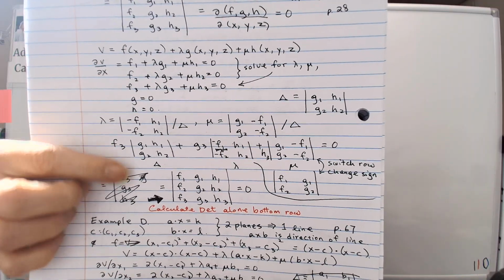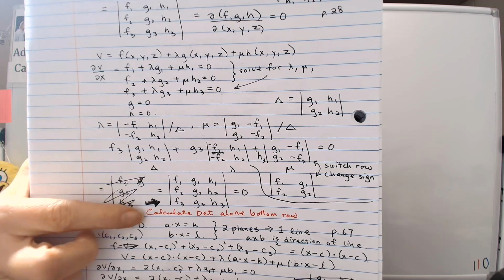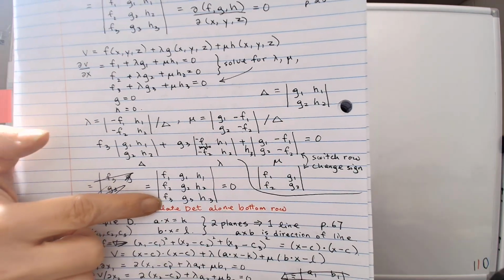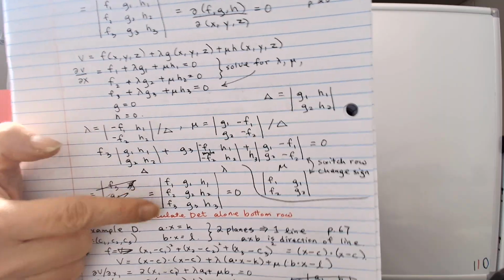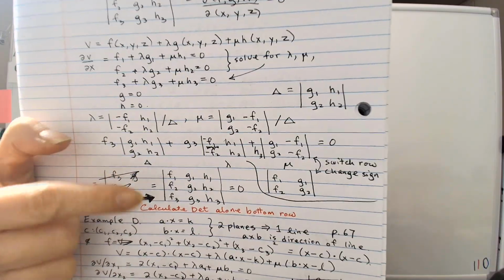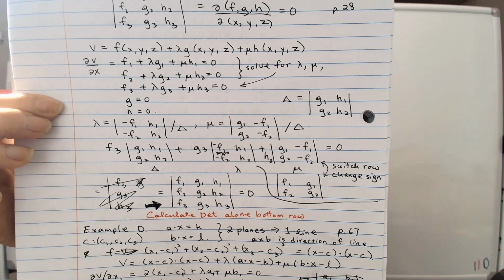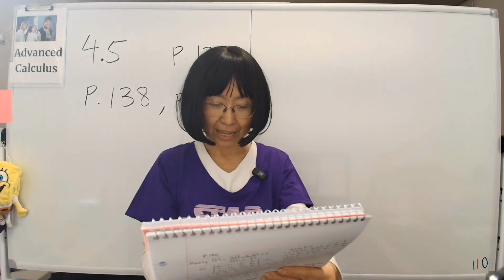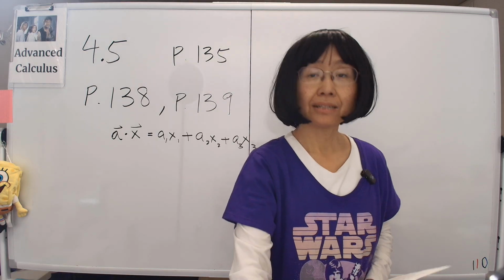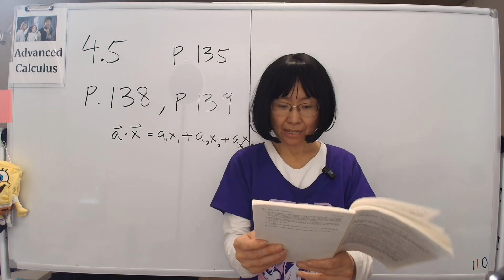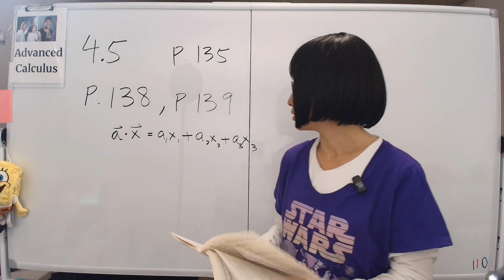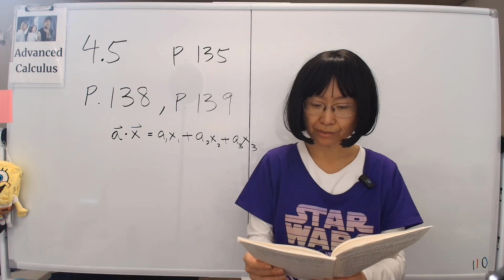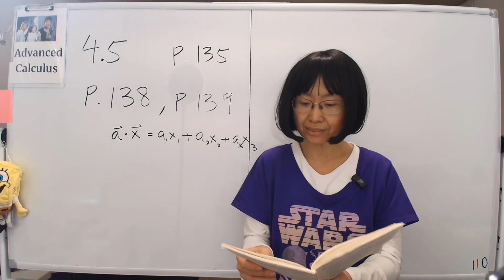And what is this thing? This is exactly the same determinant if you develop it along the bottom row right here. So f3 times, and then minus g3 and so on, and it all works out. So please double check to make sure what I tell you is true, and then we'll look at example D. Next, let's consider example D on page 139. We need to show that the shortest distance from a point to a line in space is the perpendicular distance.